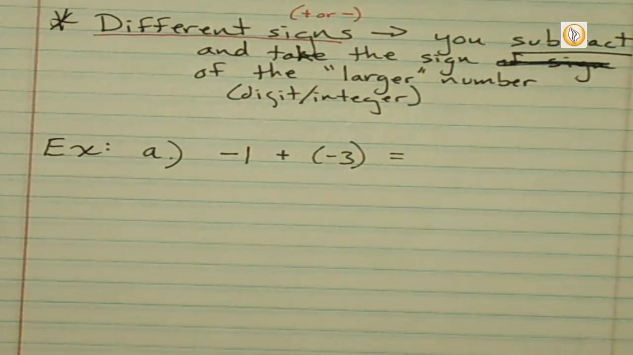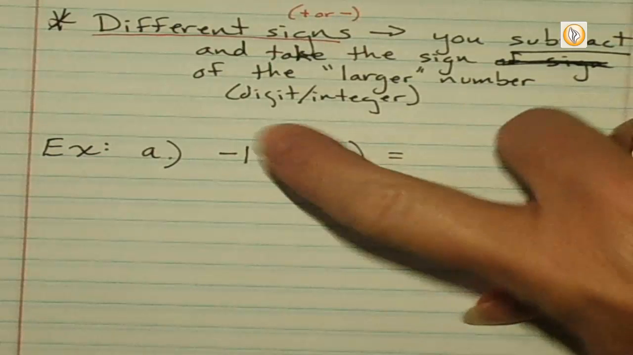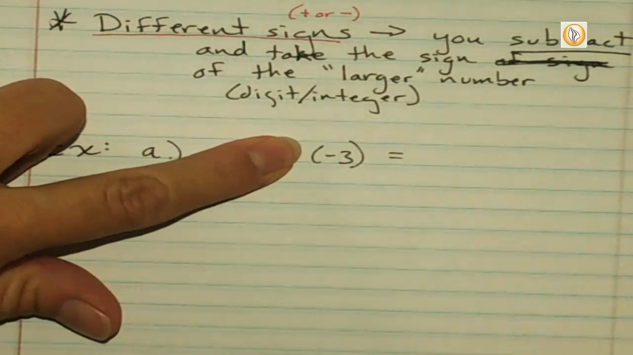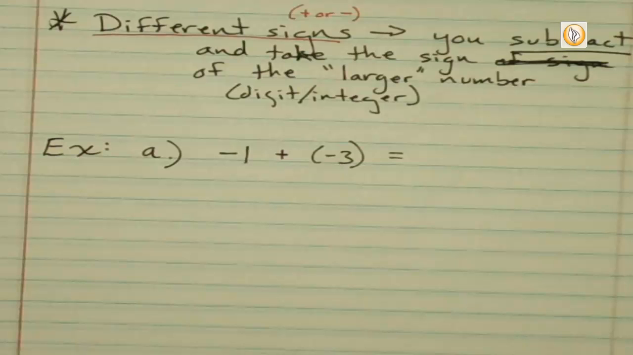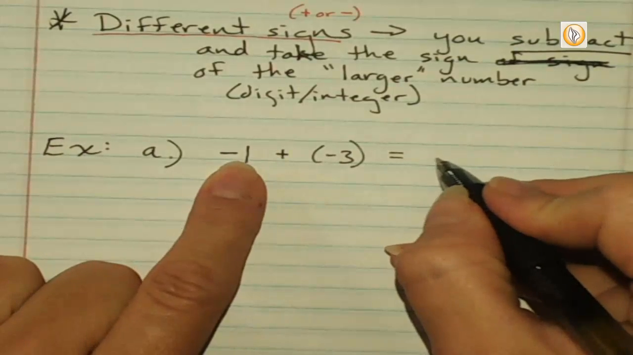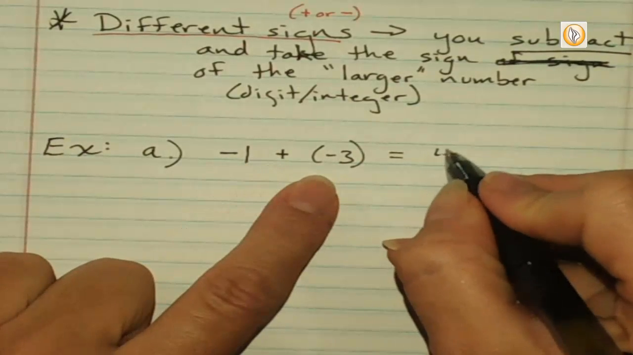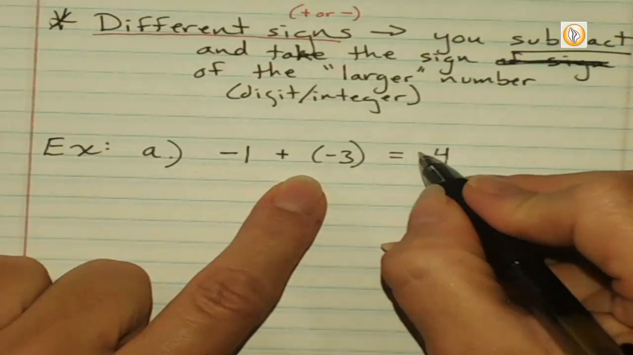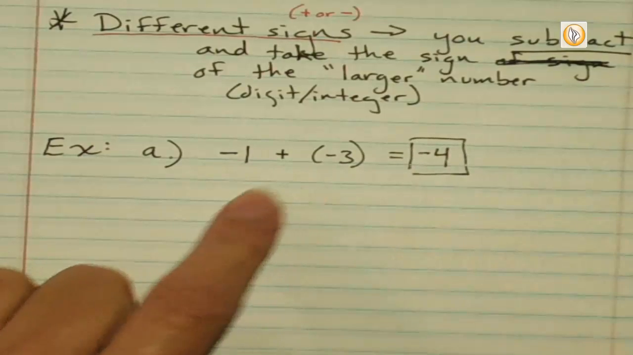So, we have a -1 and we have a -3. Are the signs the same or different? Same. So, Miranda, what do you do if the signs are the same? You add and keep the same sign. So, what's 1 plus 3? That's right. So you add, you get 4, and they're both negative, so it's -4.